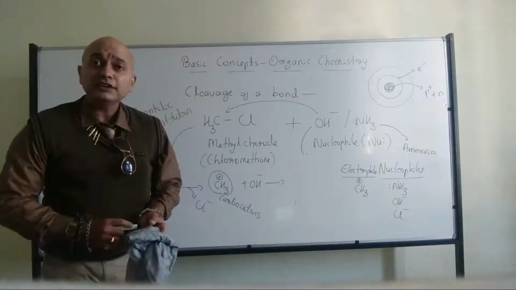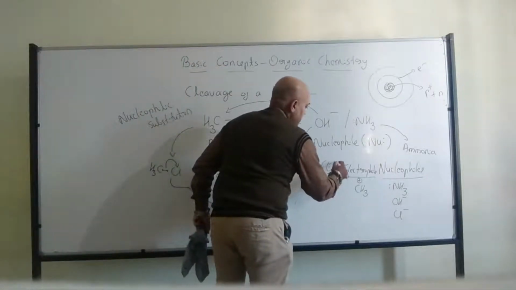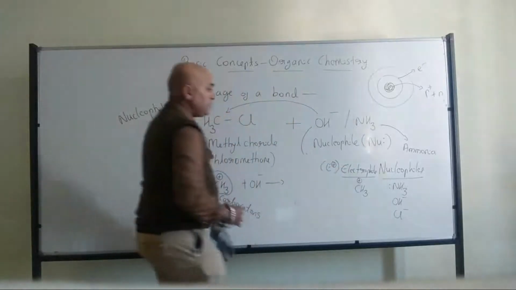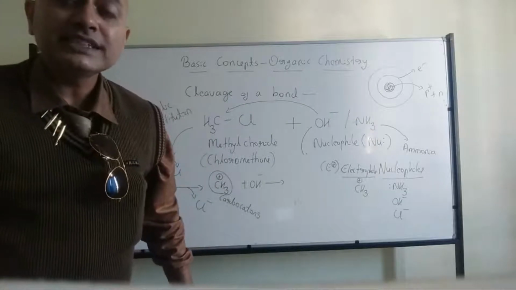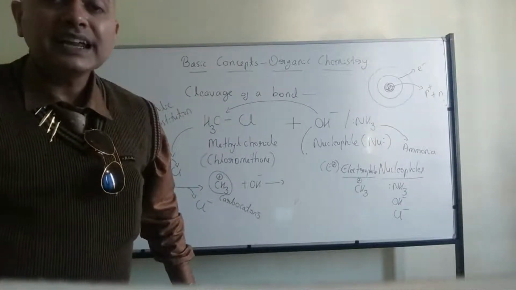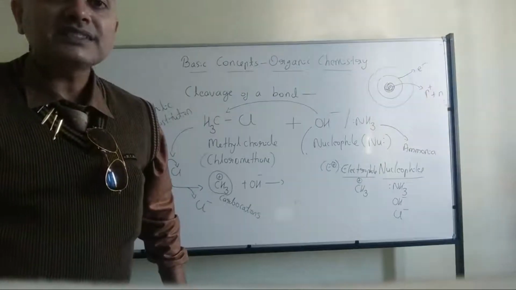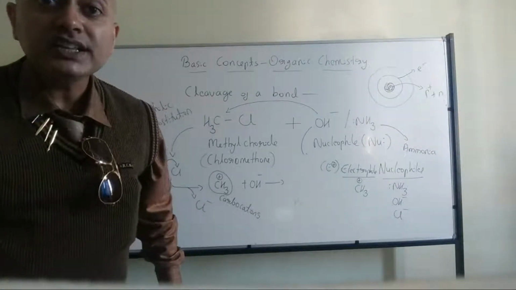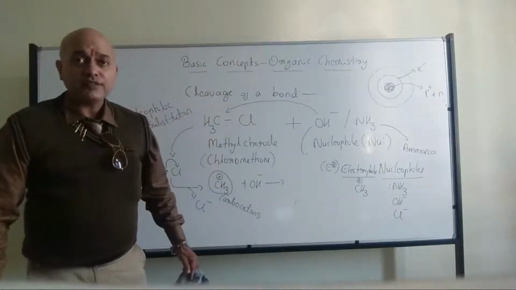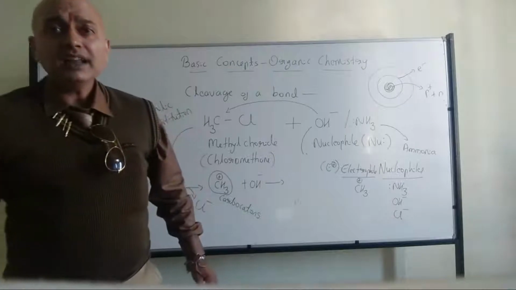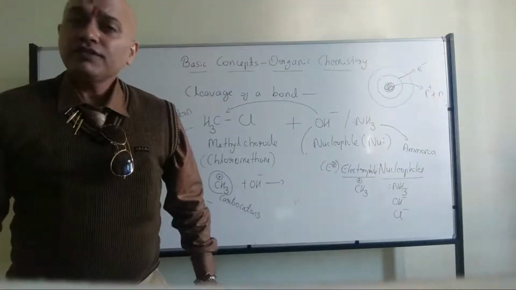What do you mean by electrophiles? The symbol itself for electrophile is E plus. So what do you mean by electrophiles? Electrophiles are those species which are electron deficient in nature. Exactly opposite to that of the nucleophiles. Electrophiles are electron deficient species. All of you have understood?